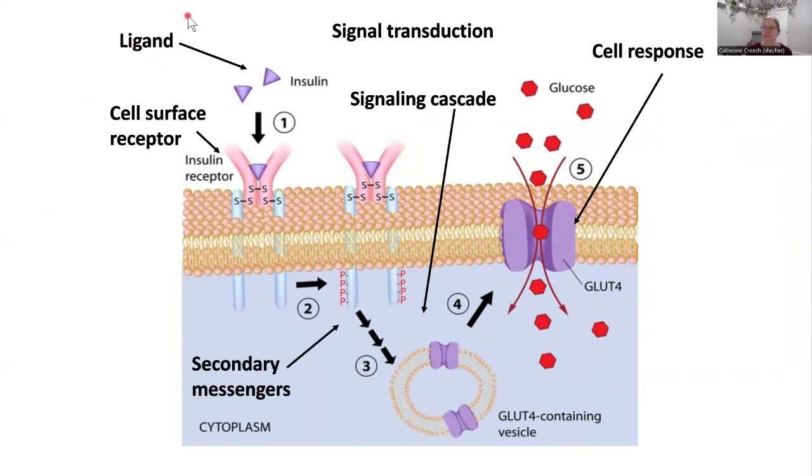So the ligand, that is the message. Cell surface receptor, that receives the message. A secondary messenger is the response to a message inside the cell.